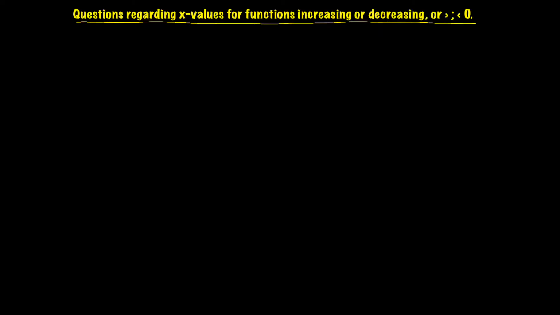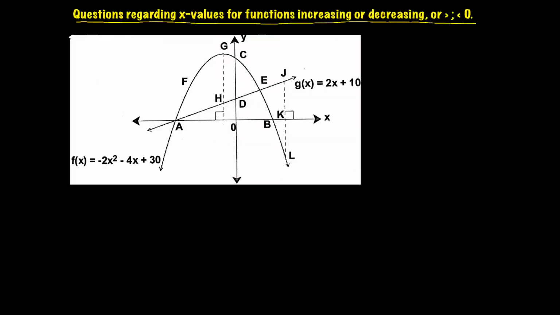Hi girls, so we're going to be looking at some questions regarding x values for functions increasing or decreasing, or greater than or equal, or greater than or less than 0. So if we look at this question, we are given a parabola given as f of x equals negative 2x squared minus 4x plus 30 and a straight line given as g of x equals 2x plus 10.